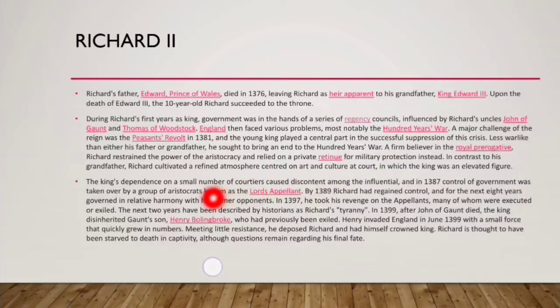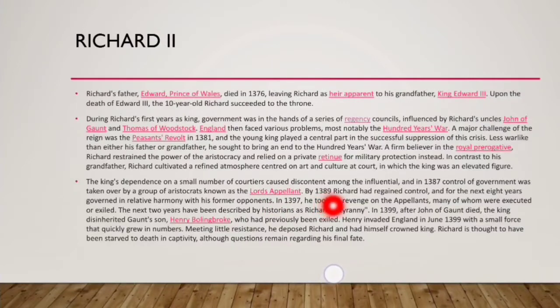Now, the king's dependence on a small number of courtiers caused discontent among the influential. So, as I said before, the king had with him a private retinue, and they were responsible for his protection. Now, this caused discord among the influential aristocrats, and in 1387, control of the government was taken over by a group of aristocrats known as the Lords Appellant. So the Lords Appellant took control over the land, because again the king was a minor at that time.